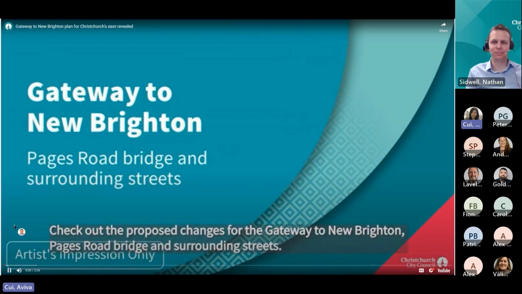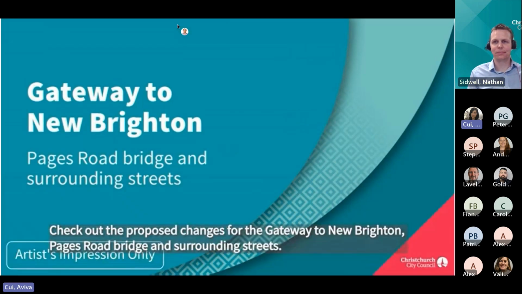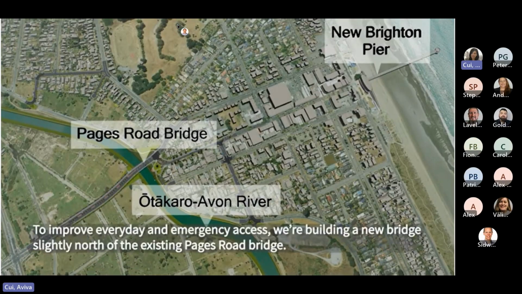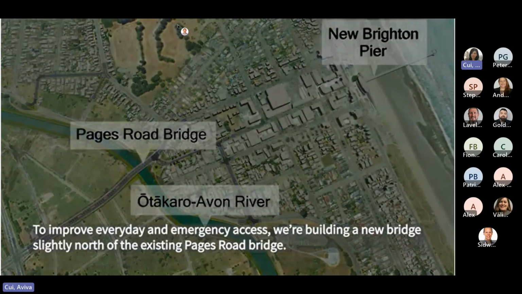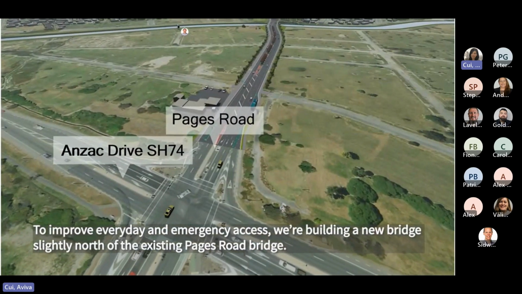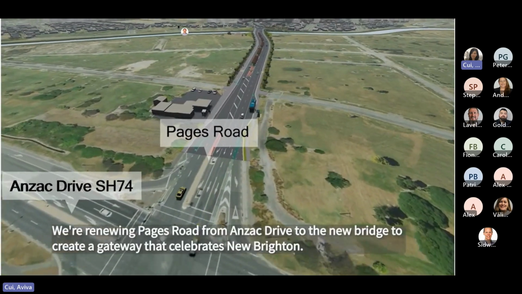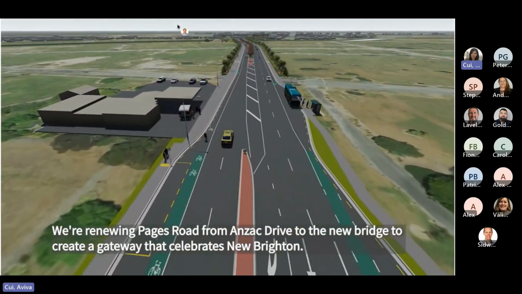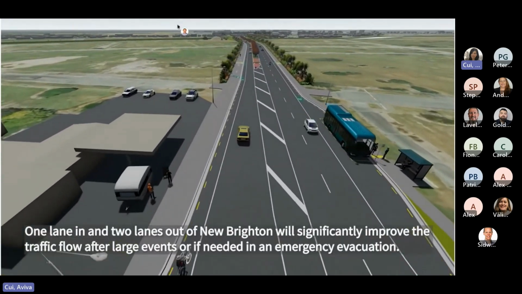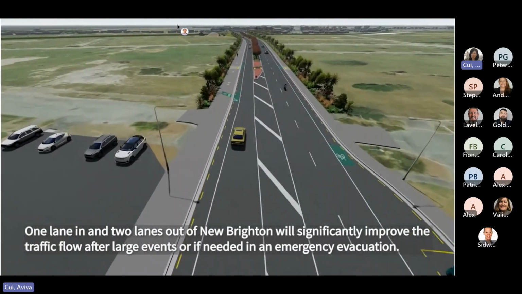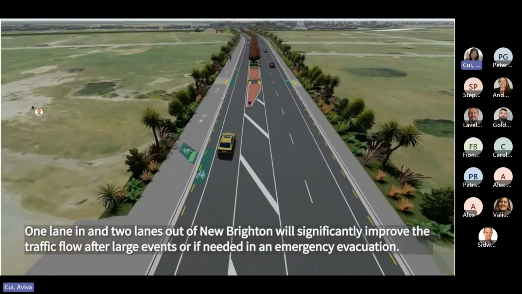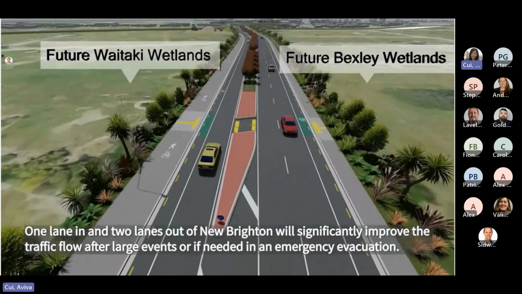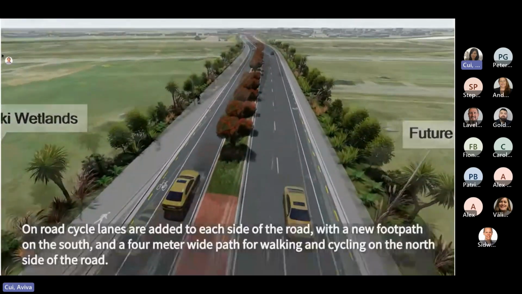Enjoy. Check out the proposed changes for the gateway to New Brighton, Pages Road Bridge and surrounding streets. To improve everyday and emergency access, we're building a new bridge slightly north of the existing Pages Road Bridge. We're renewing Pages Road from Anzac Drive to the new bridge to create a gateway that celebrates New Brighton. One lane in and two lanes out of New Brighton will significantly improve the traffic flow after large events or if needed in an emergency evacuation.